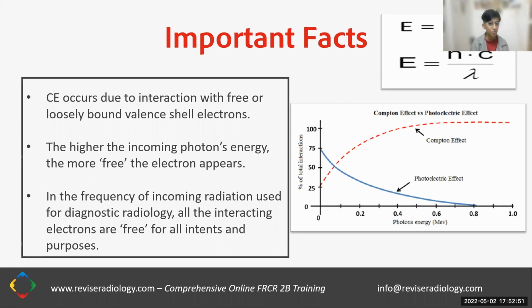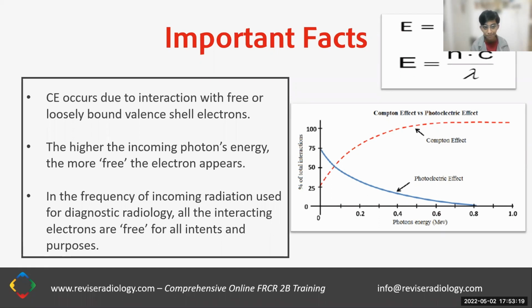Here, E is the energy of the photon. We'll just look at the first equation. E is the energy of the photon, h is just a constant, and f is the frequency. How is this important? We just need to remember that the greater the frequency of the radiation, the greater the energy. You can see there's a graph there. If you just focus on the red line, you can see that as the photon energy increases, the amount of the Compton effect also increases.